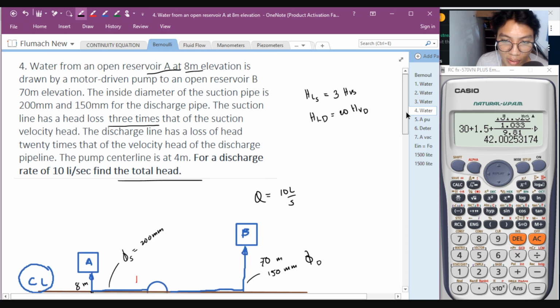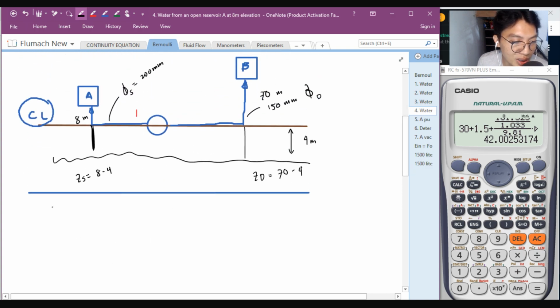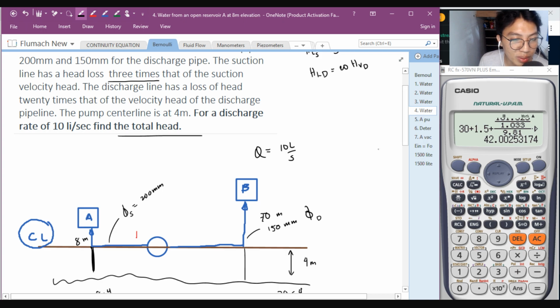Now, hindi natin basta-basta makukuha yun. Hanapin muna natin yung velocity for suction and discharge. So, velocity at suction, that is 4Q over pi d s squared. So, 4, ano yung Q mo dyan? Discharge is 10 liter per second. Adi, gawin natin siyang cubic meter per second. So, you have 1,000 liter in every 1 cubic meter. So, that is 0.01. Tama ba? 0.01 cubic meter in every second. Right? I-check mo pa yan.